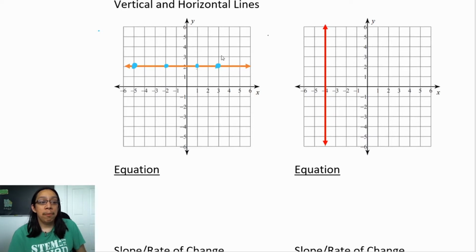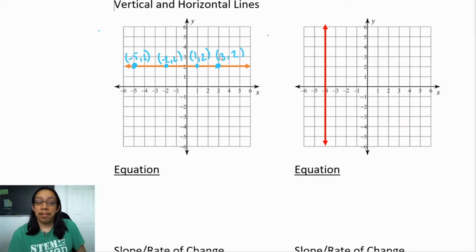What would be the coordinates for this point? Well, remember that you always put the coordinates in terms of x and y. So this point right here would be the point (3, 2). The coordinates for this point right here would be (1, 2). The coordinates for this one would be (-2, 2), and then the coordinates for this one would be (-5, 2).